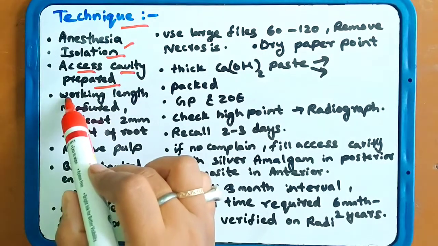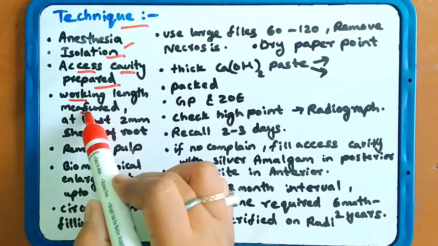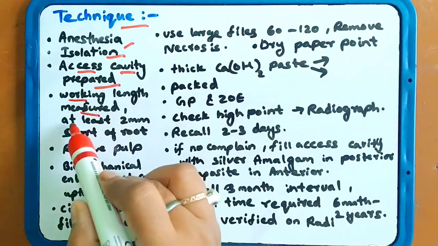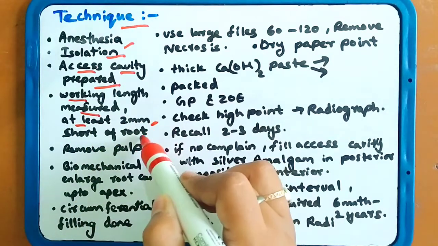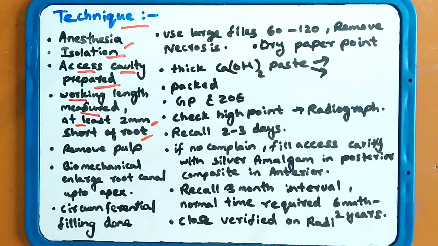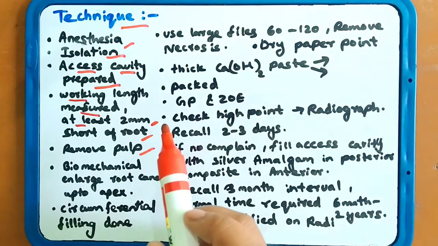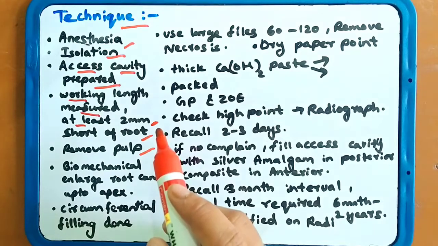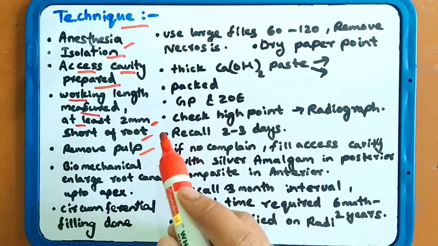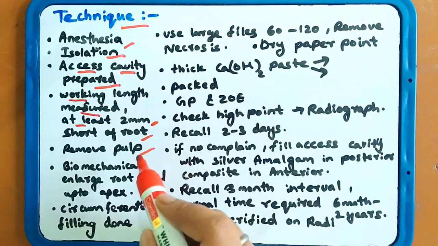Working length is measured. It should be at least 2 mm shorter than the root. Then we will remove the pulp, the necrotic pulp. We will irrigate it and flush out the pulp from the pulp chamber.